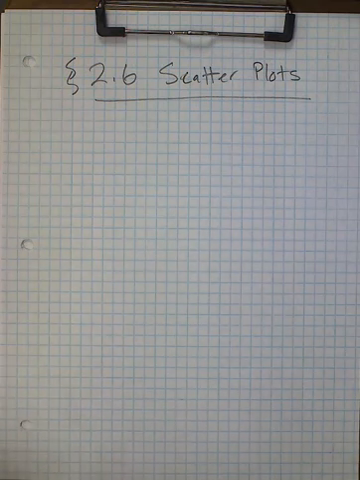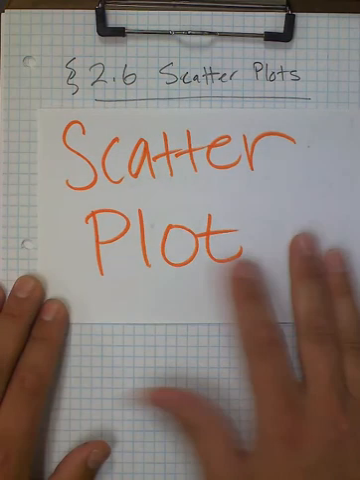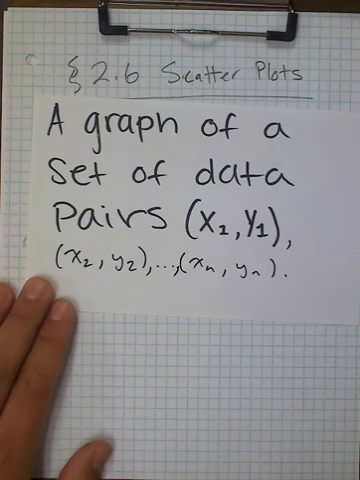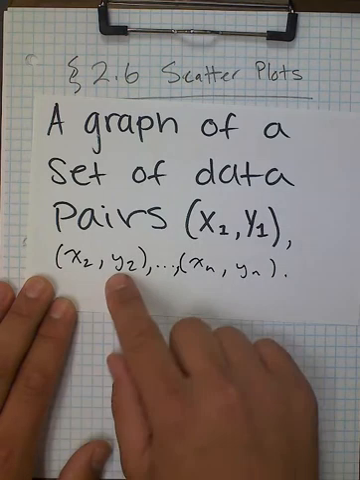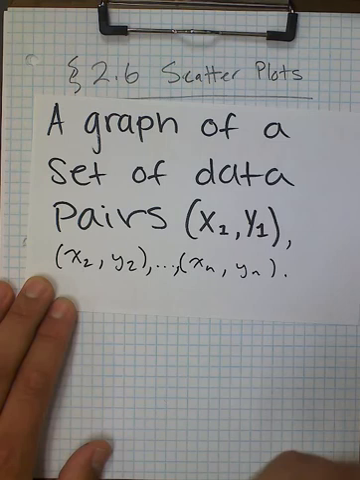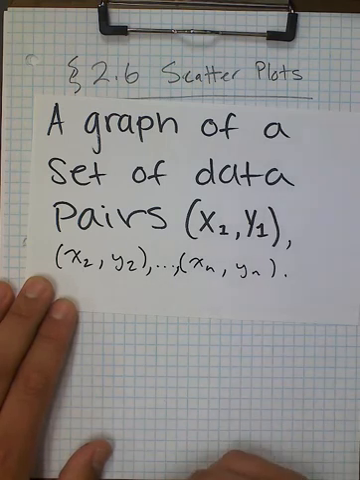So a scatter plot, I'm going to show you the definition. Here is a word from the word wall: scatter plot. A scatter plot is a graph of a set of data pairs, x1, y1, x2, y2, all the way to xn, yn for the n data points you have. It's really a bunch of ordered pairs, and it's the graphing of all these ordered pairs on a coordinate plane.